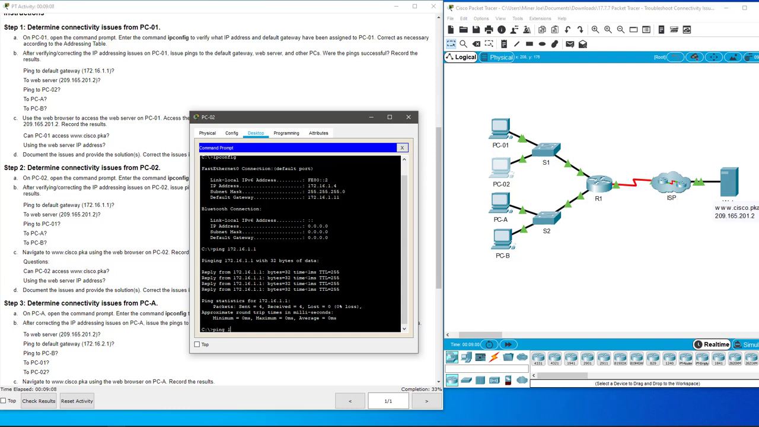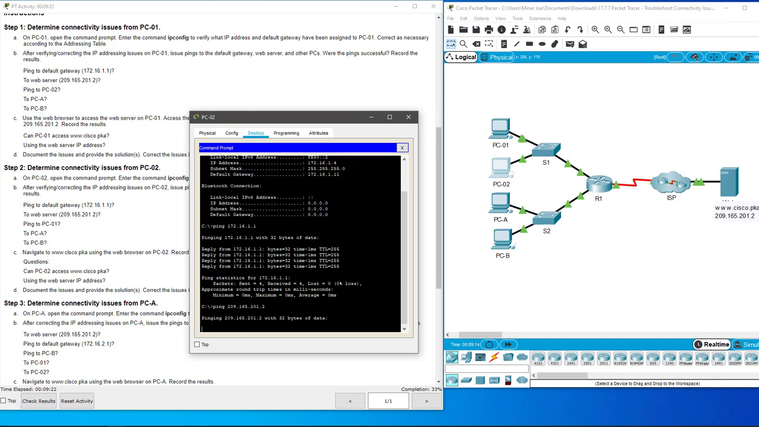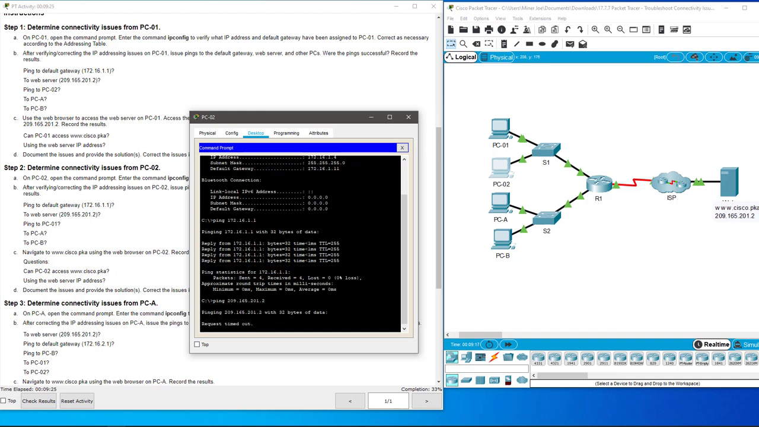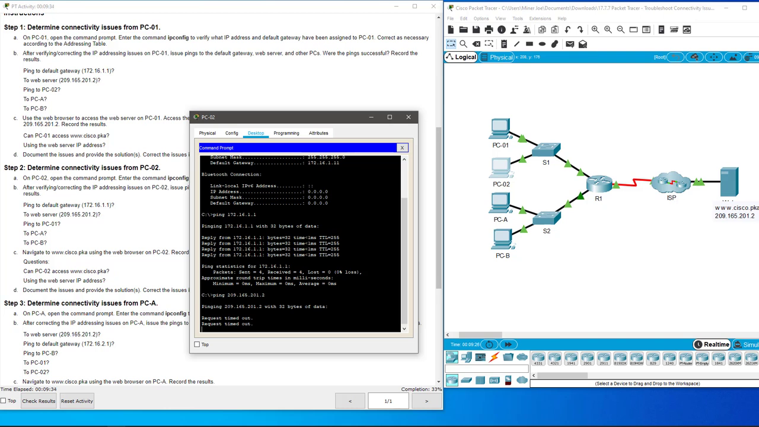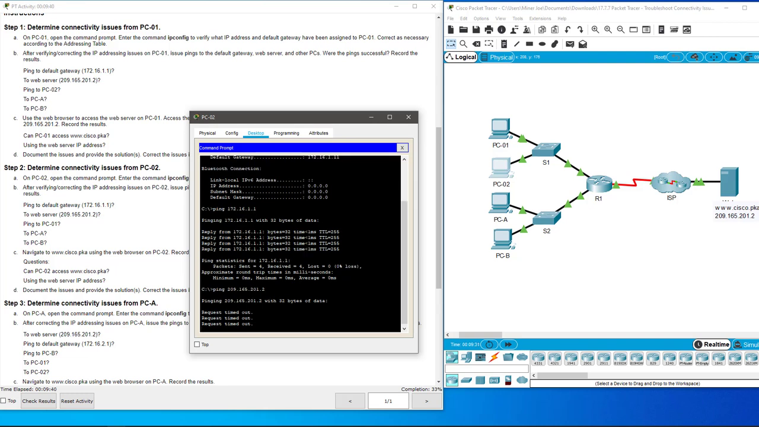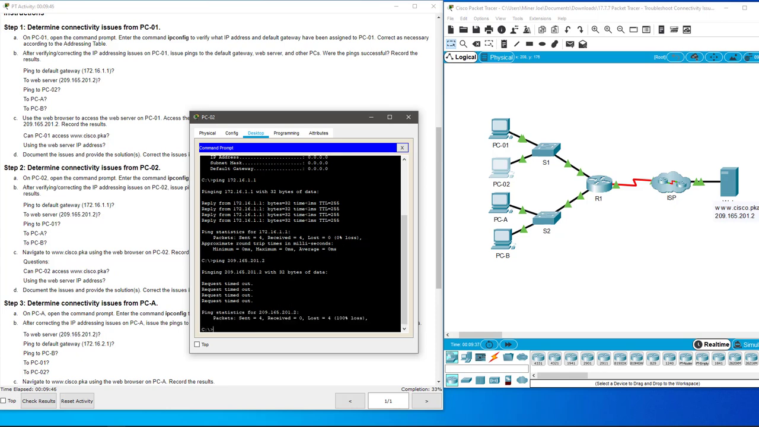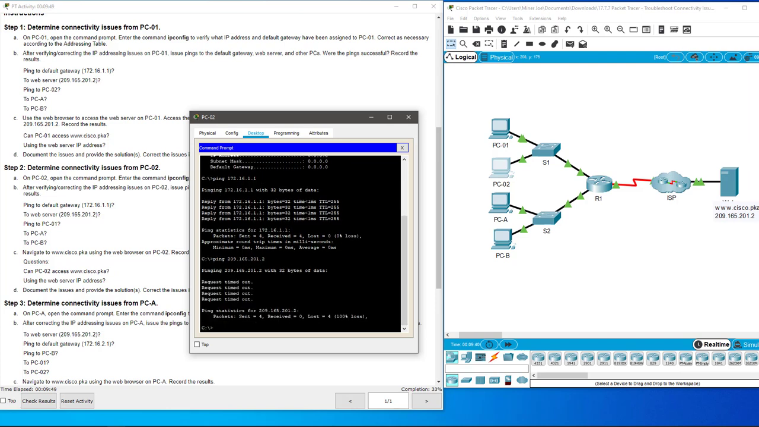Okay, cool. Now let's try to ping beyond our default gateway. Let's see if we can get through that router over to the other side, to where the Cisco PKA server is. So let's ping 209.165.201.2 and see how this works. And this is failing. This is going to fail for us, which is not good. There's a couple different ways to figure out that this is wrong. We went to ping our default gateway, and it was successful. We went to ping past our default gateway, and it was not successful. So there has to be a problem here.